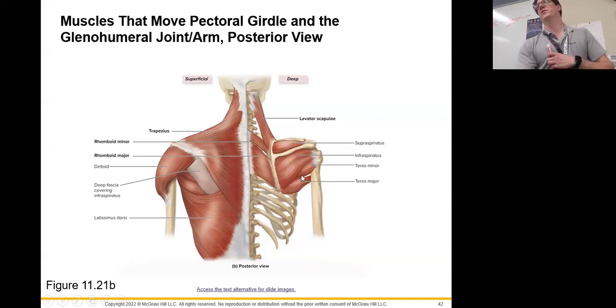Sorry, teres major and teres minor, I pointed the wrong ones. These are your rotator cuff. If you've ever heard someone saying that they have a torn rotator cuff, they are talking about a problem in one of these 4 muscles and the associated tendons with them. Okay? Yes, good, Natalia, it is the spine.